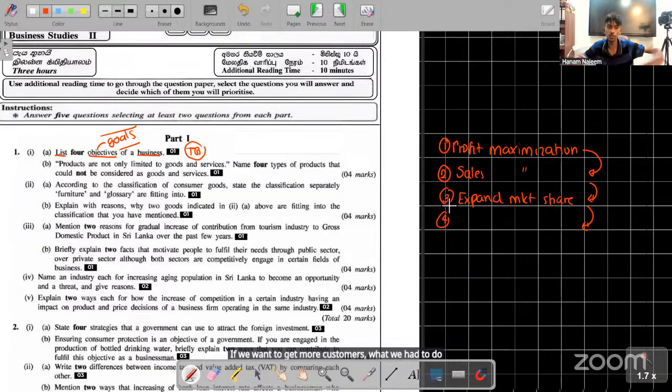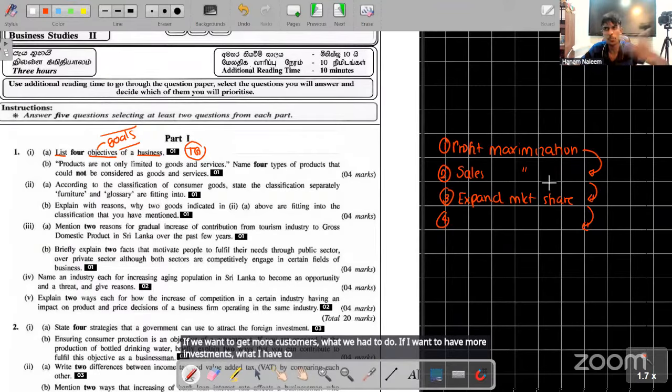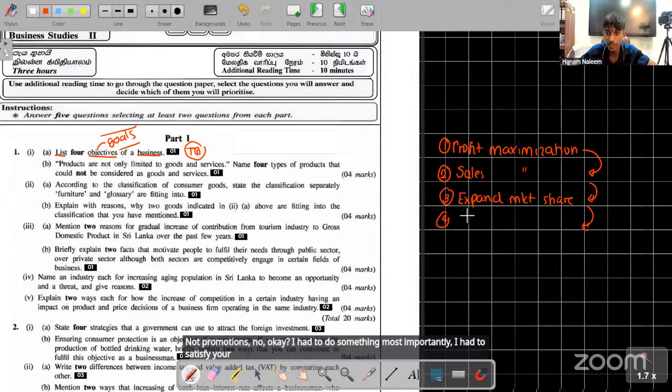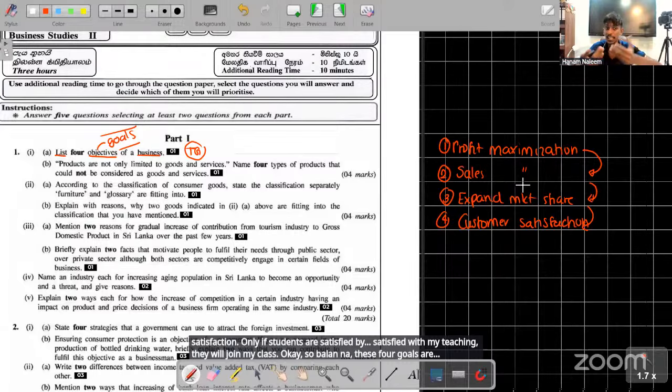If I want to have more students, what do I have to do? Not promotions. No. Okay, I have to do something most importantly. I have to satisfy your needs and wants. So here you can write customer satisfaction. Only if students are satisfied with my teaching, they will join my class. So look, these four goals have a connection. So you can study in that manner.